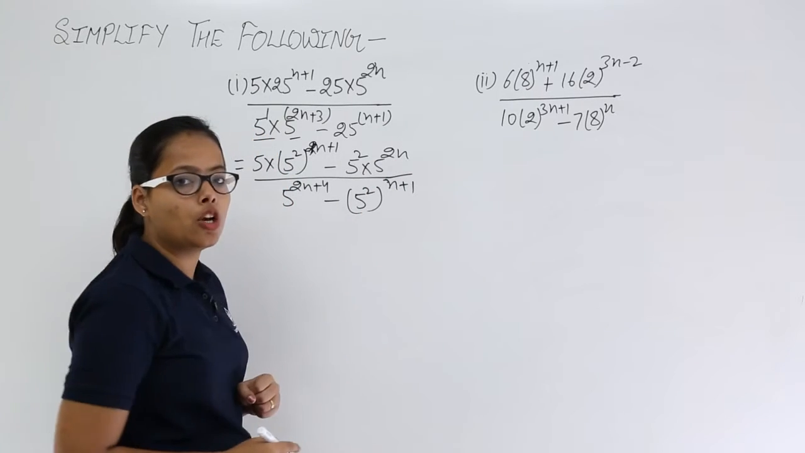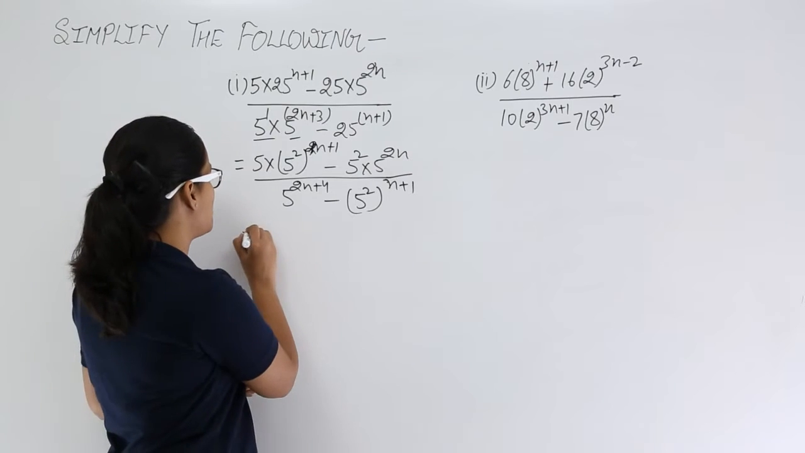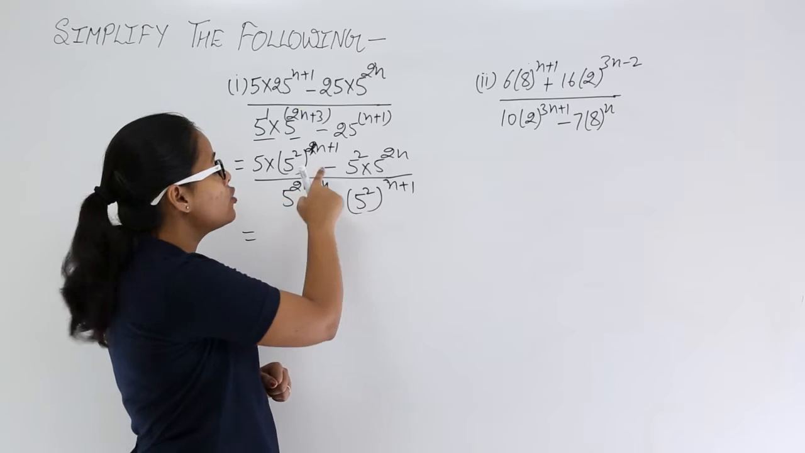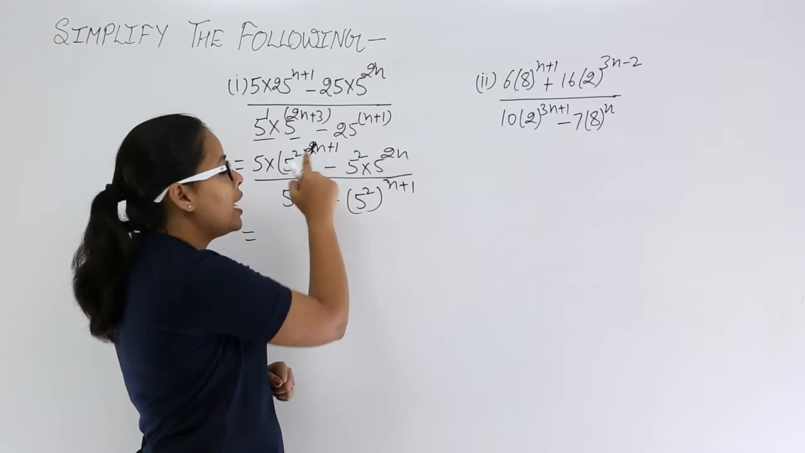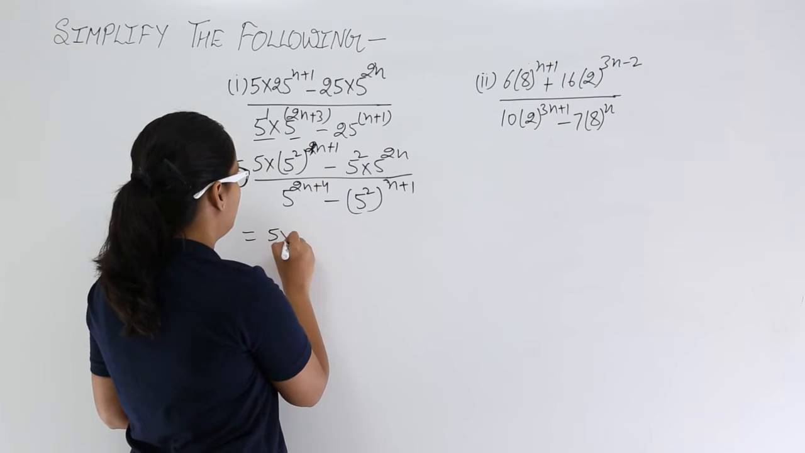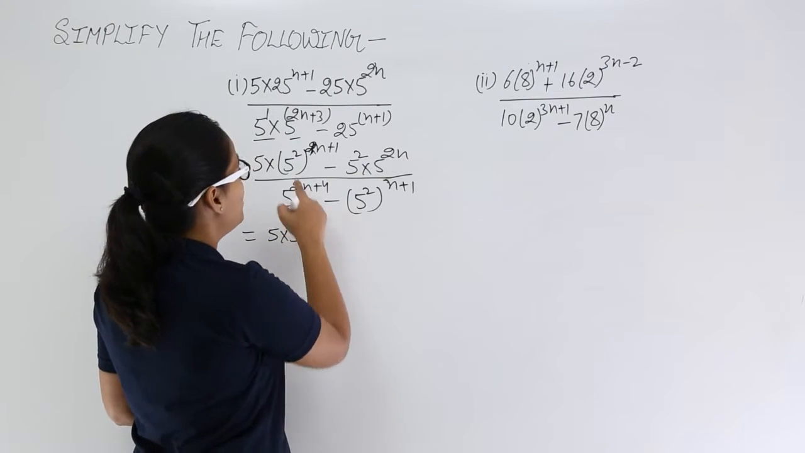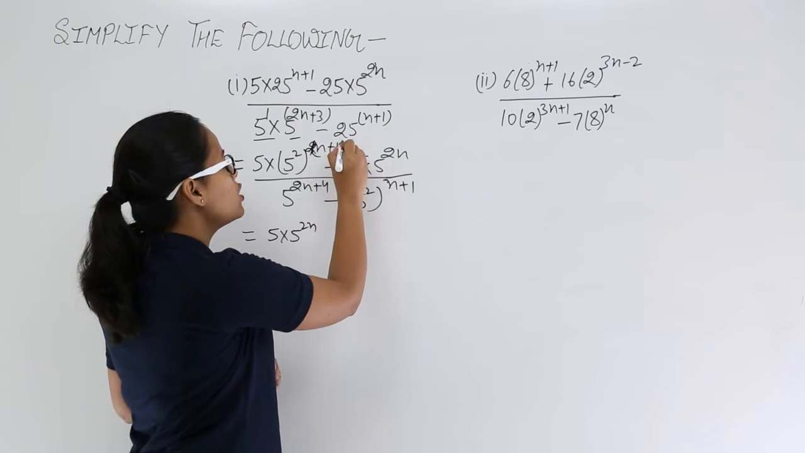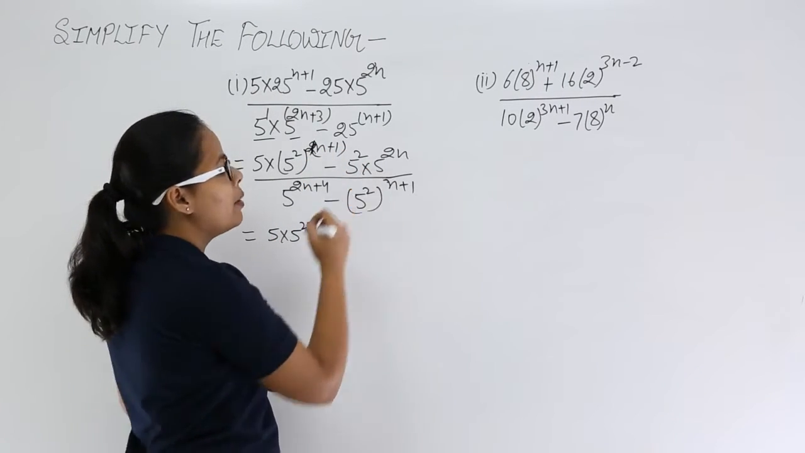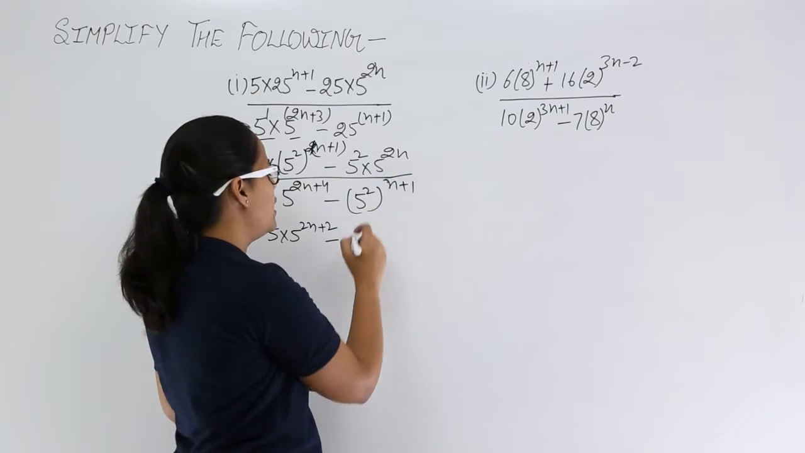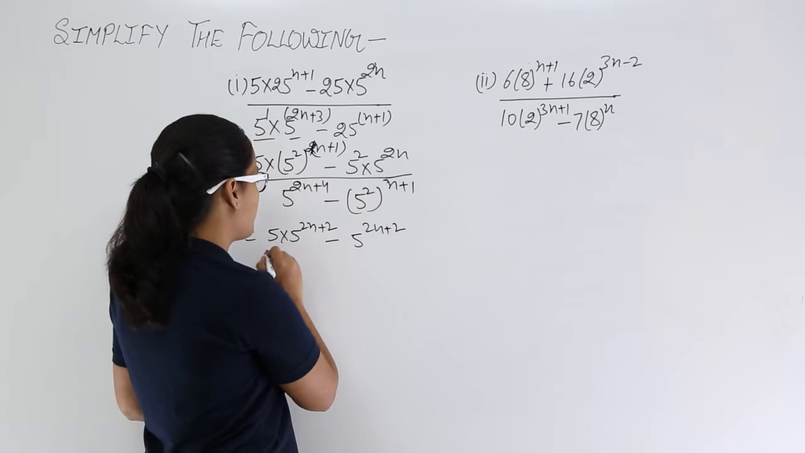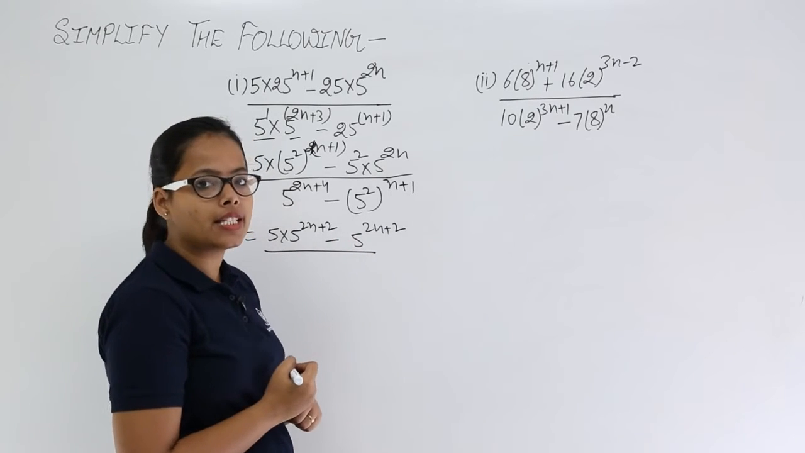Now let's start applying the laws which will satisfy this expression. Here you can see it is 5 square raised to power n plus 1. So 2 and n plus 1 will get multiplied according to the third law. When you multiply 2 with n plus 1, this will become 2n plus 2. Minus, here the bases are the same, so the powers will get added. After summation you will get 2n plus 2. I hope there is no doubt in this step.